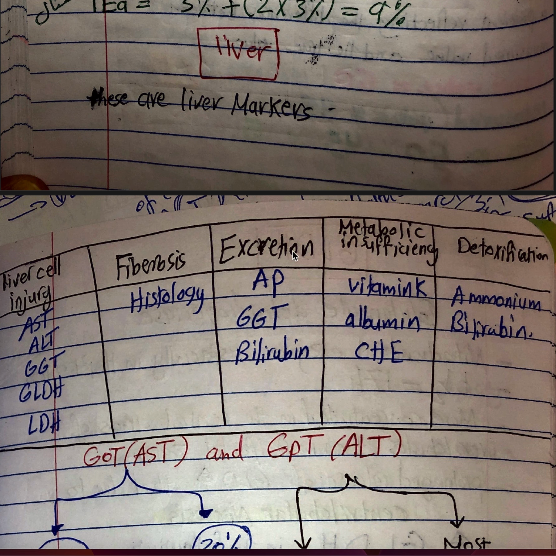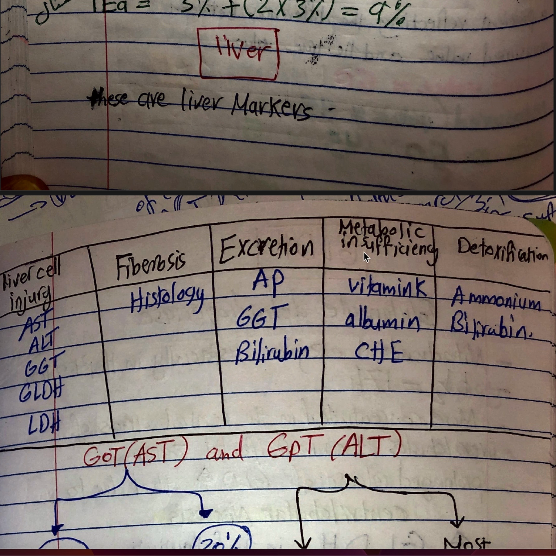Excretion is so important. If there is a problem in the excretion, we look at the alkaline phosphatase, GGT, and also bilirubin. The AP and the GGT are membrane bound in the biliary system, so they are increased in the case of excretion problems, and also the bilirubin.